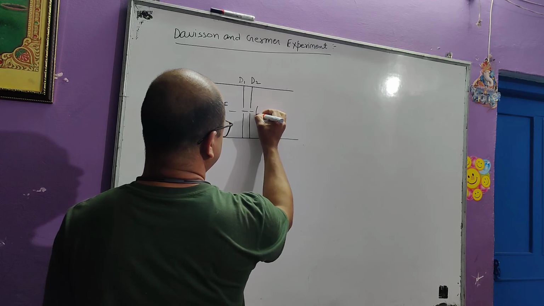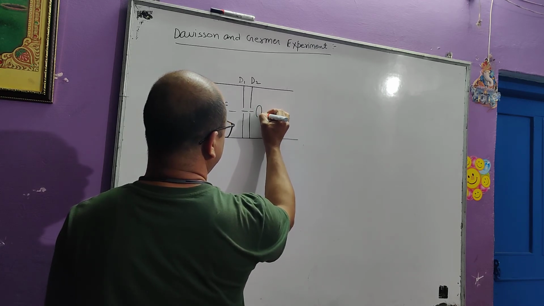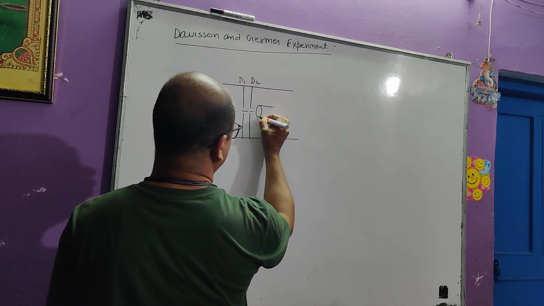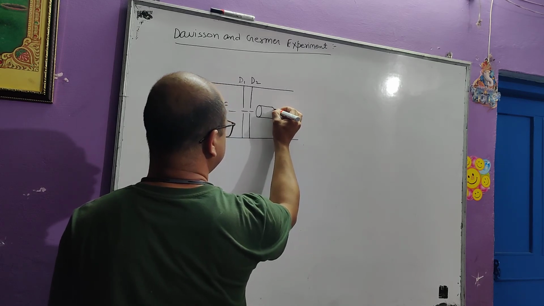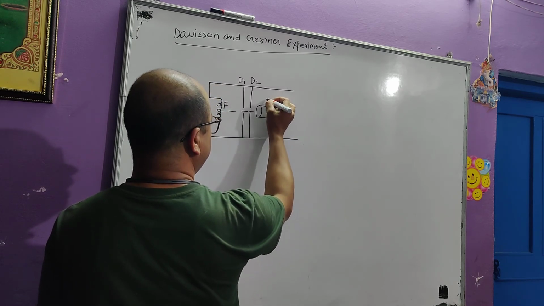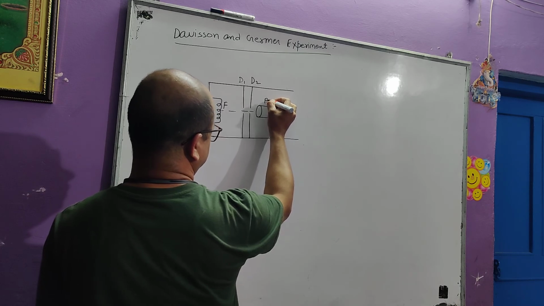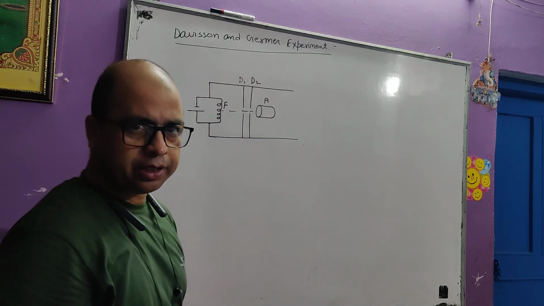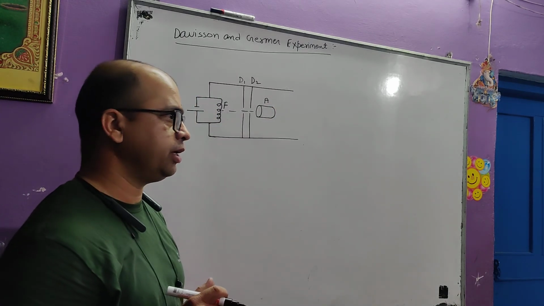These are attracted by an aluminium cylinder, a hollow aluminium cylinder. It is a hollow aluminium cylinder A.